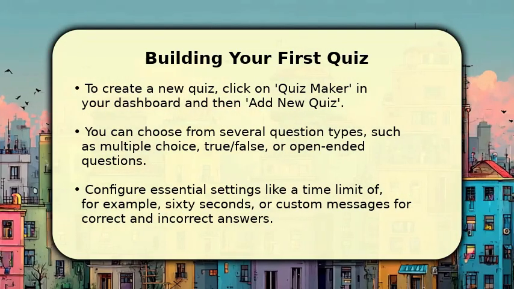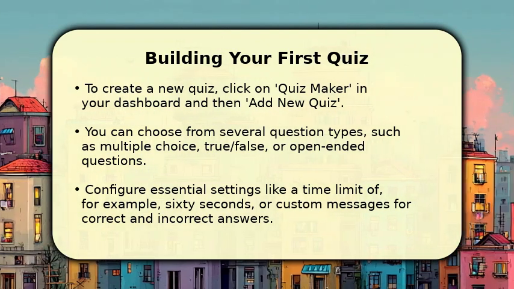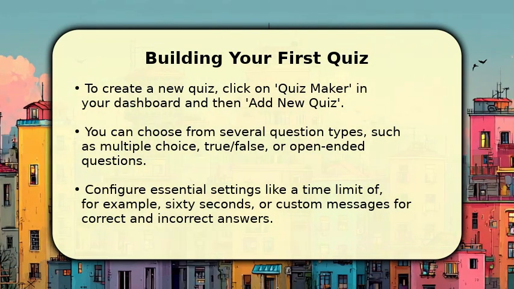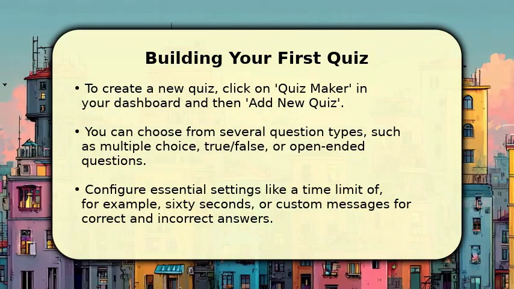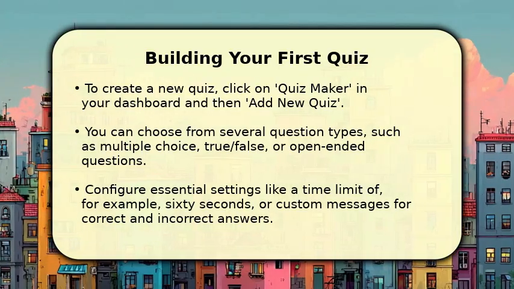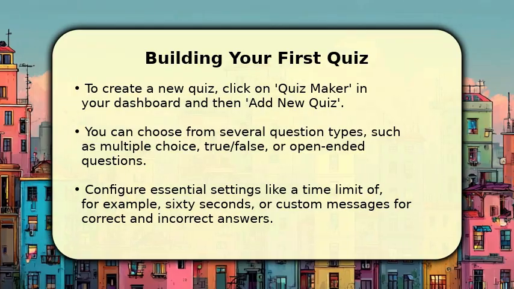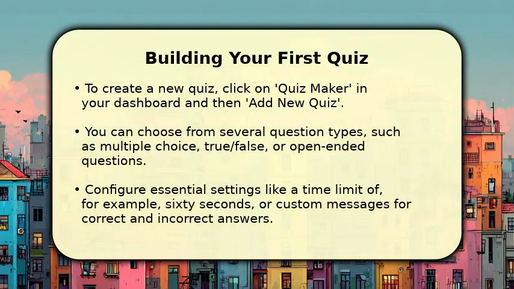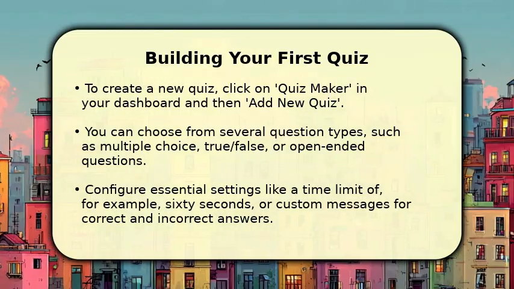Now, let's dive into creating your very first quiz. Navigate to the Quiz Maker menu and select Add New Quiz. Here, you'll define your quiz's title and description. You can add various question types, like multiple choice or true/false, and customize each one. Remember to set important parameters, such as a time limit of, say, 2 minutes or specific messages displayed upon quiz completion, making it truly interactive.